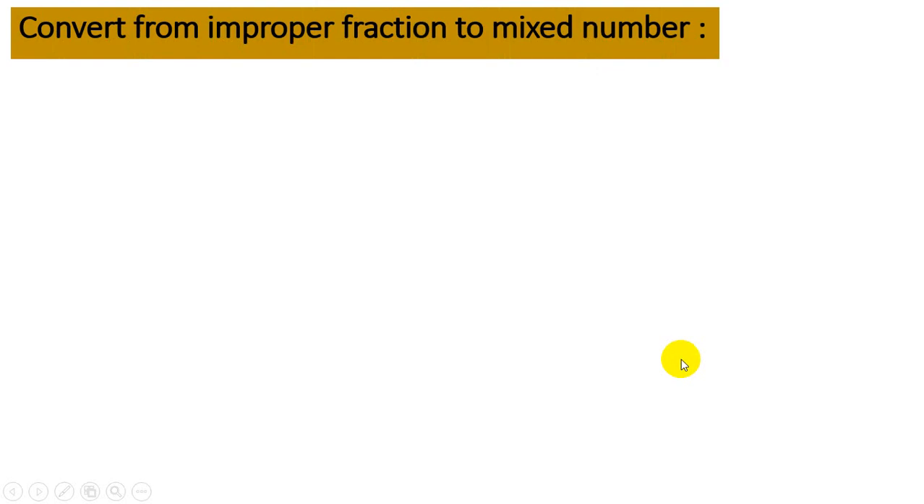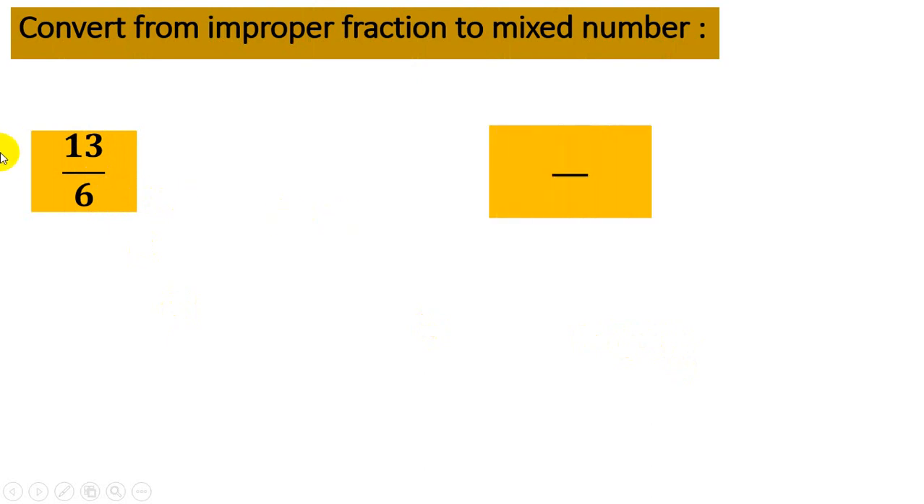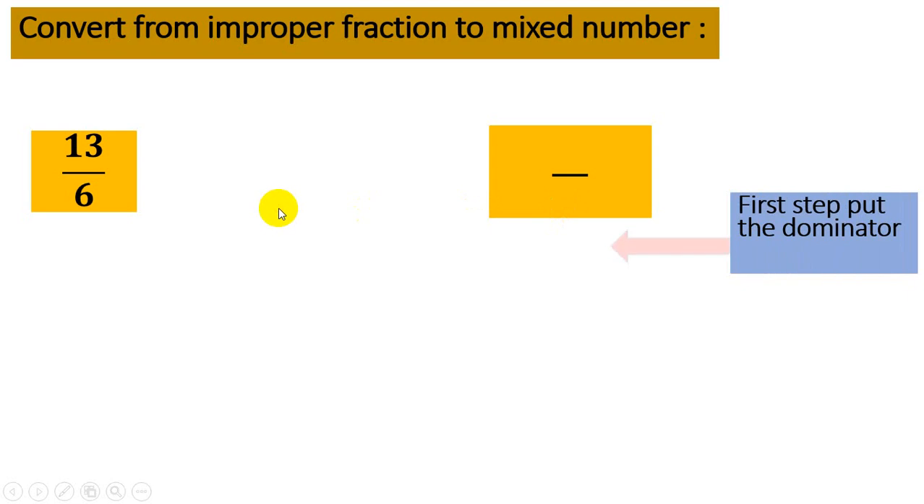We go to another exercise here. Convert from improper fraction to mixed number. I have 13 over 6 and I want to change the improper fraction to be mixed number. The meaning of mixed number, whole number and a fraction. Then I write 6 down. That is the first step. I write the denominator at the same.